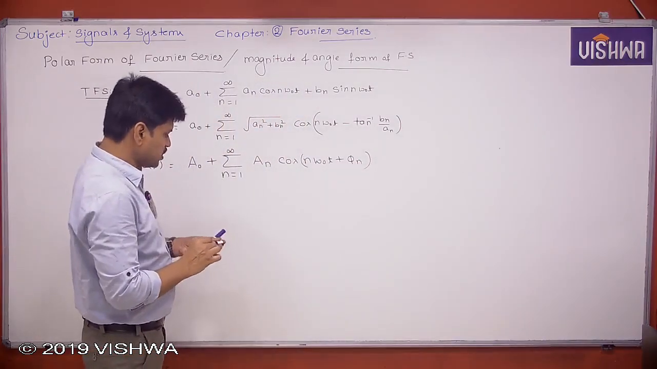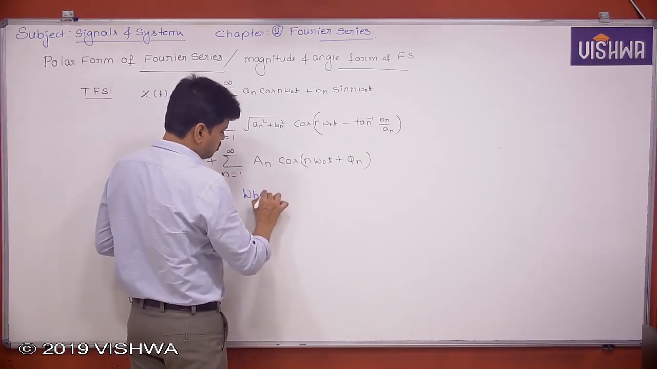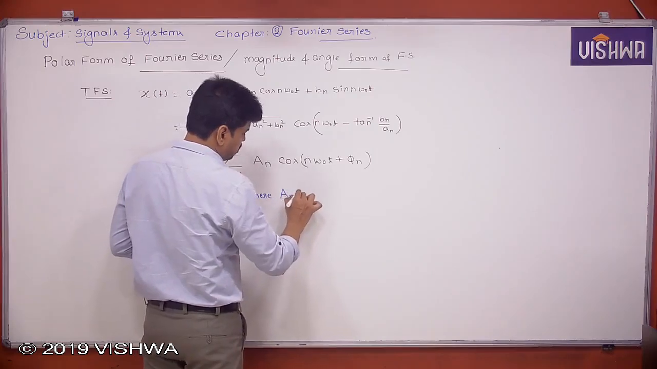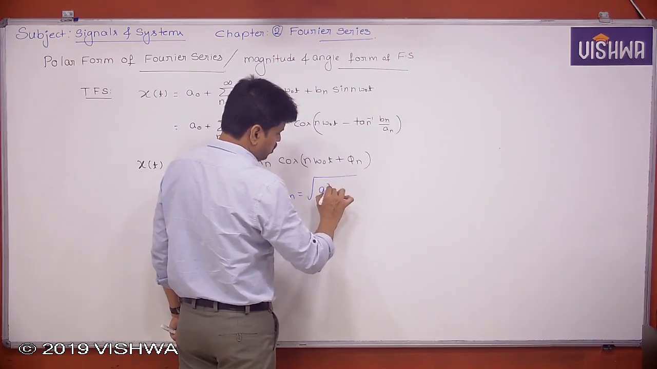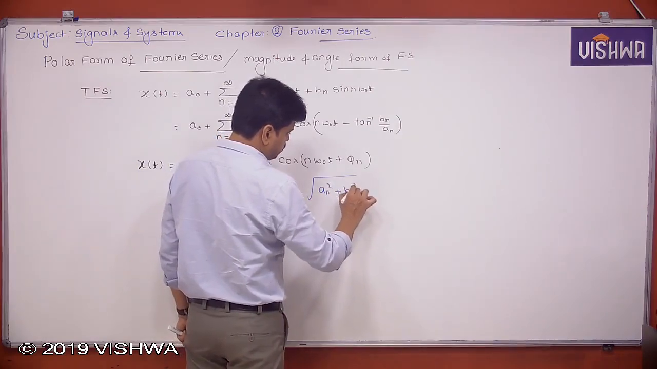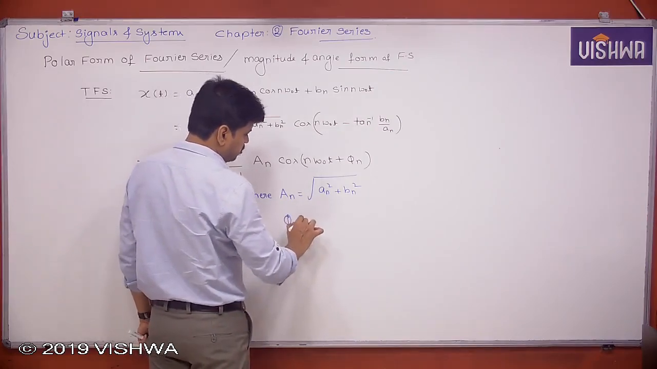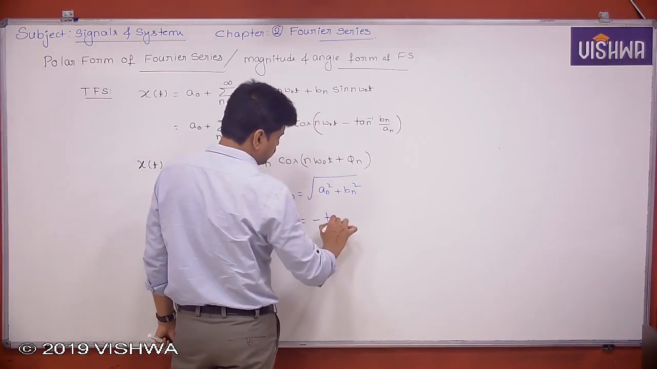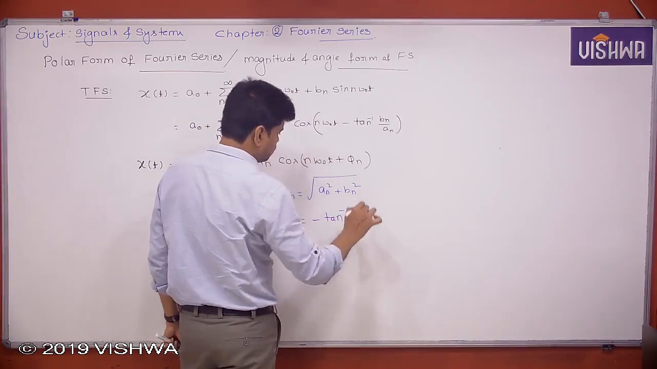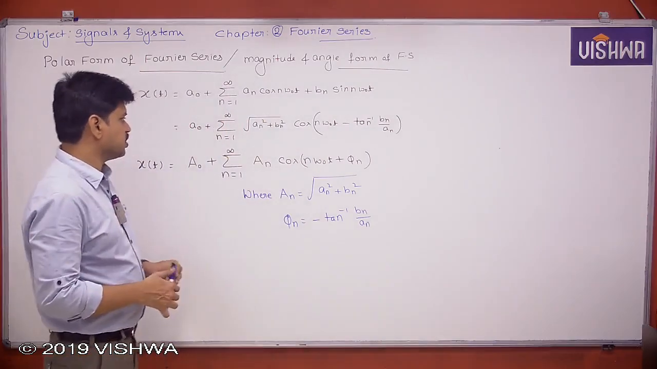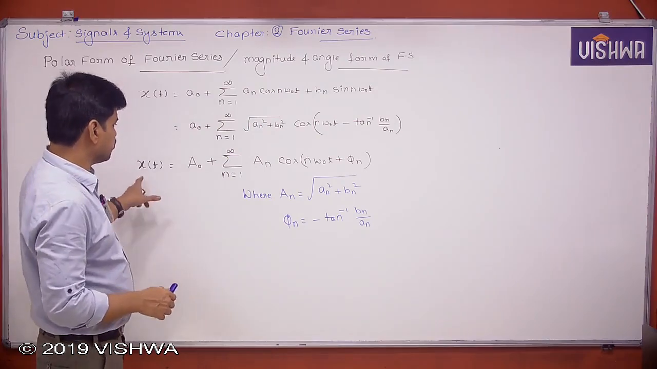So what is the An value? An is nothing but root of an square plus bn square. And similarly, what is phi n? Minus tan inverse bn by an. So these are the things you have to remember about the polar form of Fourier series. So this is the polar form of Fourier series.